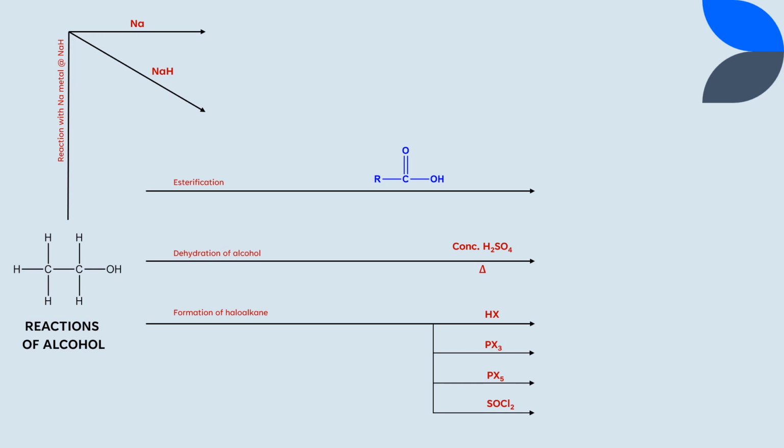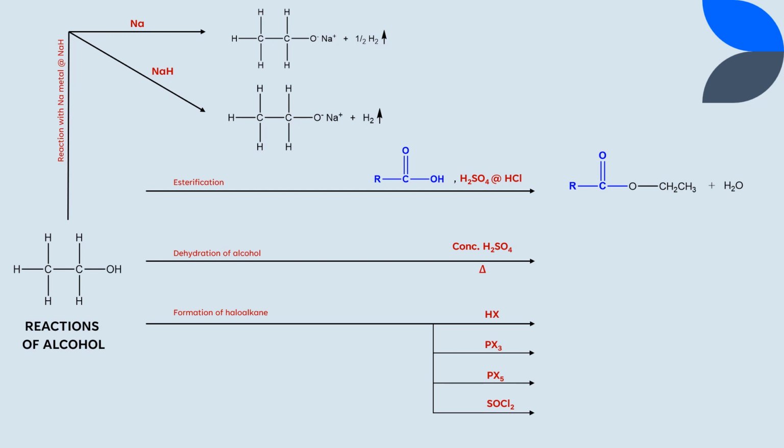So this is the form of mind map yang mungkin you boleh buat untuk nak menunjukkan reactions of alcohol. So later on kita akan discuss tentang reactions of this alcohol. Saya ambil contoh alcohol yang ini iaitu ethanol. We are going to react this ethanol dengan sodium metal, sodium hydride, esterification, dehydrations of alcohol dan juga formations of haloalkanes. And these are the reagents lah.